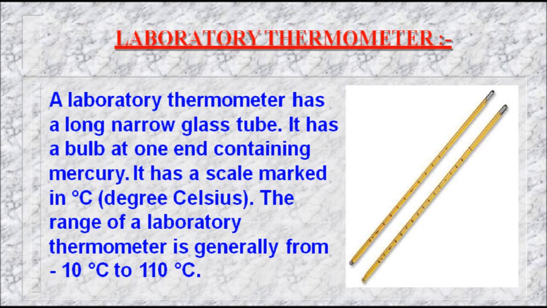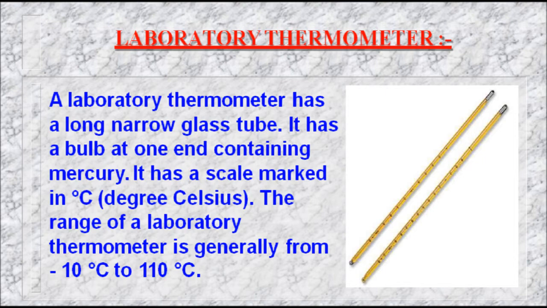Such thermometers can measure the temperature of hot objects such as boiling water or cold objects such as ice. The range of laboratory thermometers varies. However, commonly used laboratory thermometers have a range from -10 degrees Celsius to 110 degrees Celsius. While using a laboratory thermometer, the following precautions should be taken.